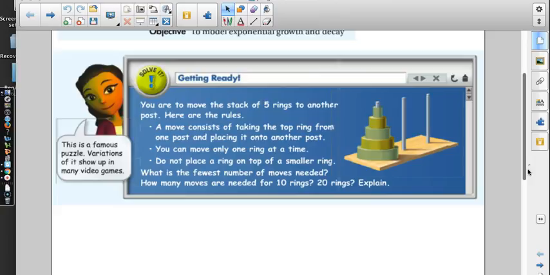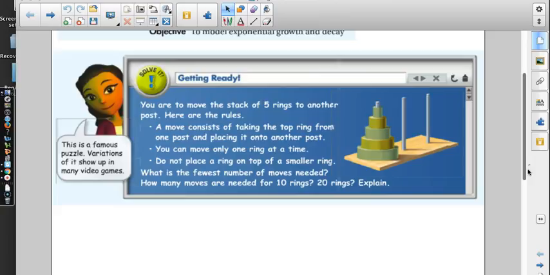This one says we are to move the stack of 5 rings to another post, but there are rules. A move consists of taking the top ring from one post and placing it on another post. So your first move obviously is to grab this little one and put it on one of the other posts there. And you can move only one ring at a time. Can't grab a couple of them. Do not place a ring on top of a smaller ring. So now the rules are getting a little bit more involved. And it says, what's the fewest number of moves needed, and how many moves are needed if you had 10 rings, 20 rings? Explain. So it takes longer than we think it does, and it just happens that this is going to be an exponential relationship.